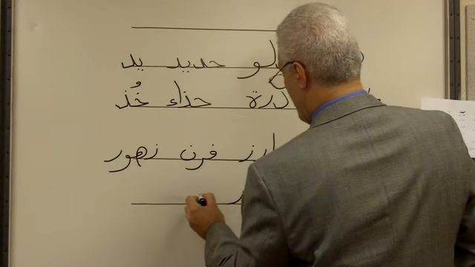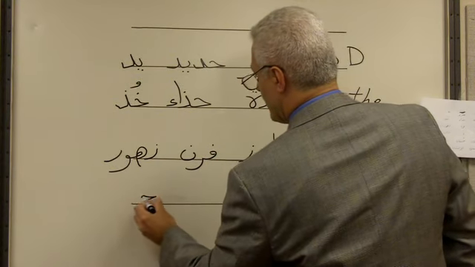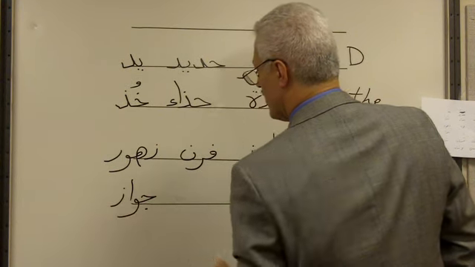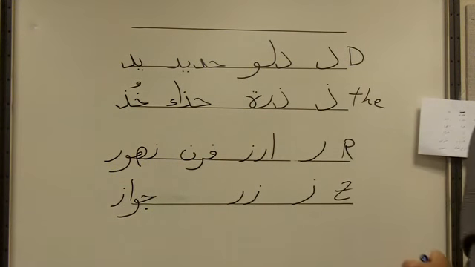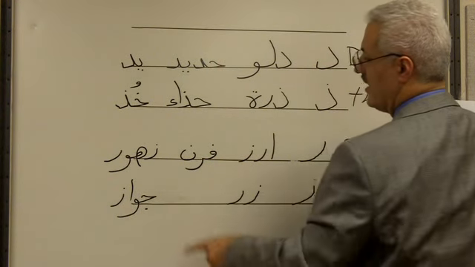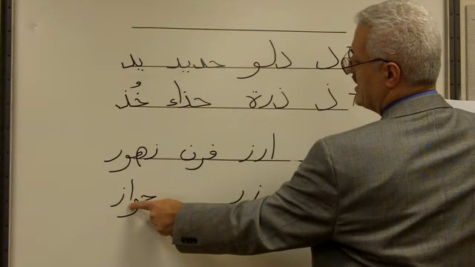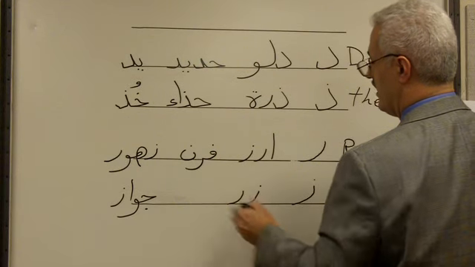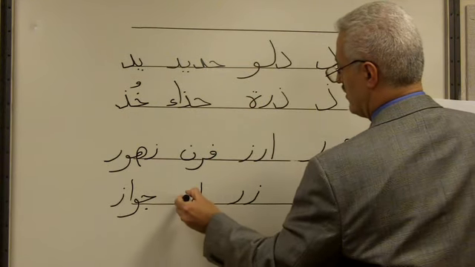And jawaz. Jawaz is how the za looks at the end of the word. Again, it's preceded by an alif, and that's why it's not connected to any letters before it. And this is aruz.